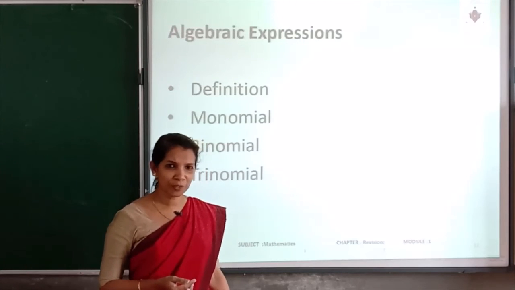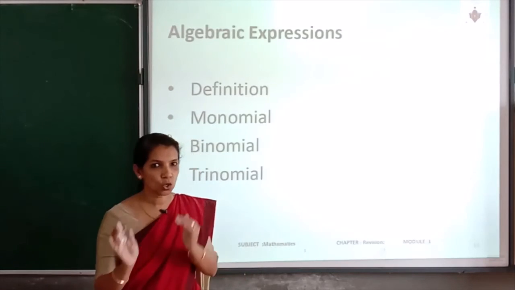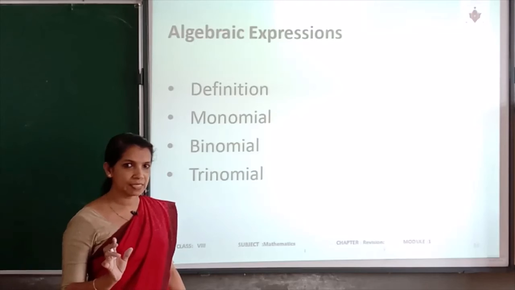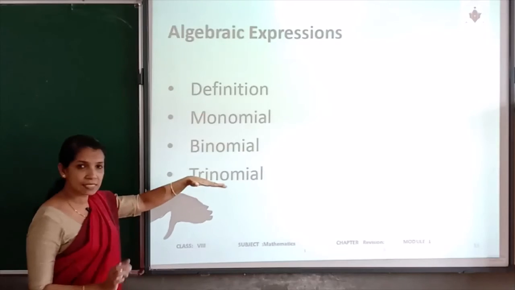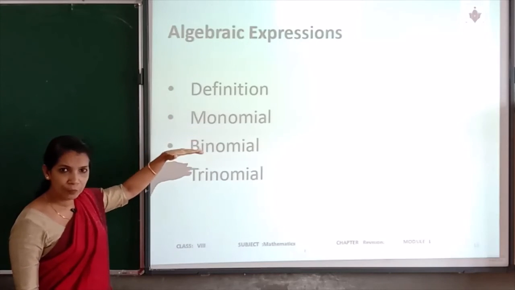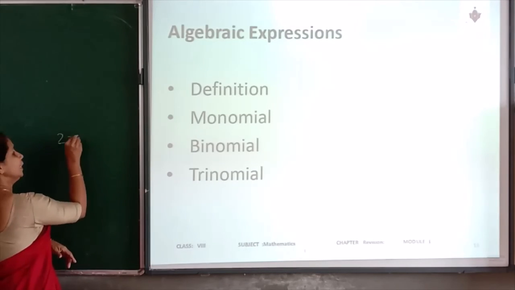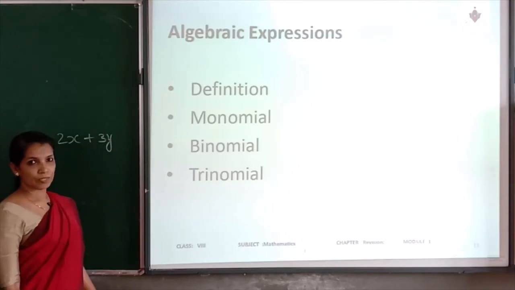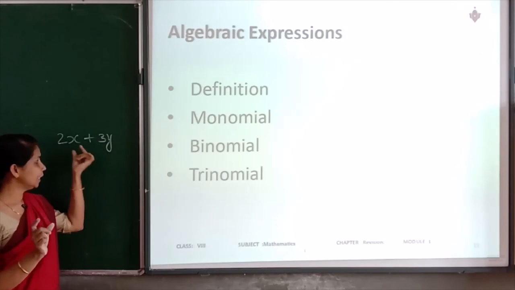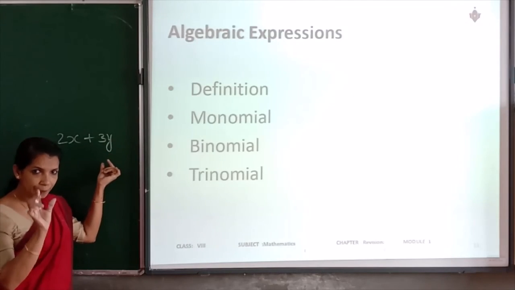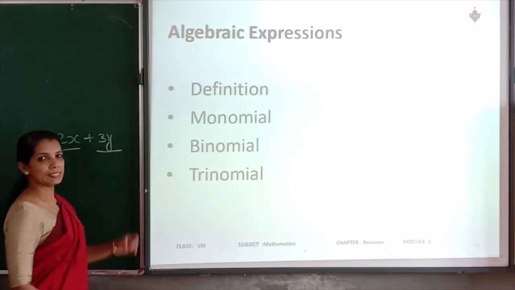Algebraic expression. What do you mean by an algebraic expression? A combination of variables and constants using the operations addition, subtraction, multiplication or division. And you know all these terms, monomial, binomial, trinomial. I will show you one algebraic expression, 2x plus 3y. How many terms are there? 2 terms. Term means the different parts of the expression separated by plus or minus sign. So 2x is the first term, 3y is the second term.